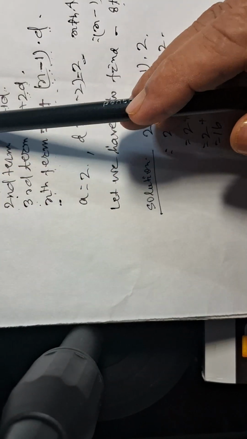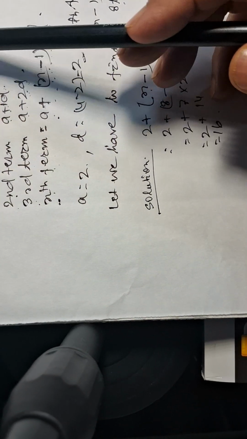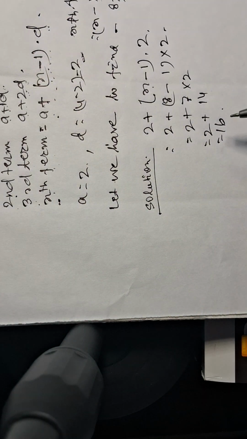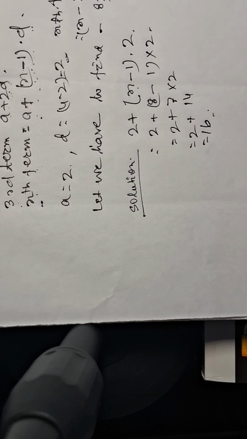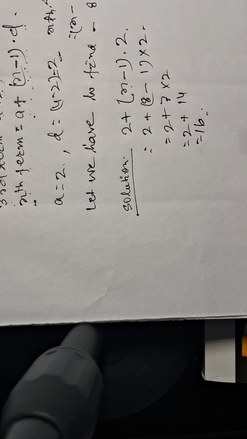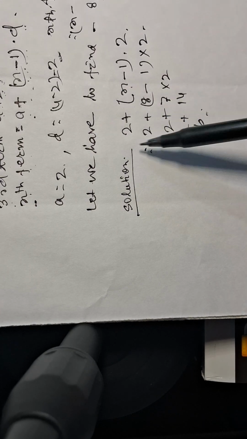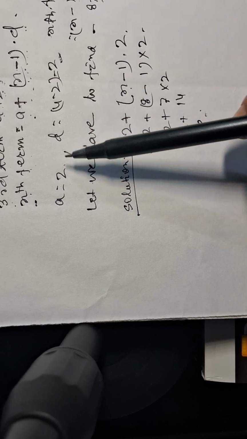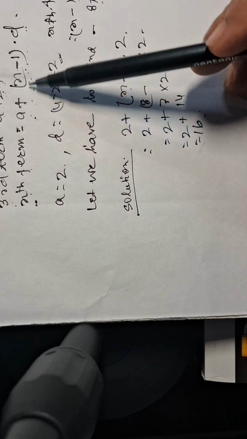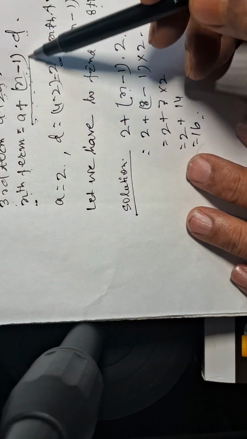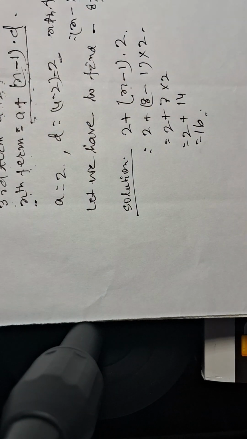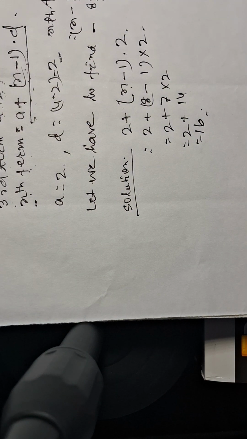The seventh term will be 14 and the eighth term will be 16. In this way, we can find any term by this formula, A plus n minus 1 into D. This is the formula which we will have to remember every time. Now we will proceed.